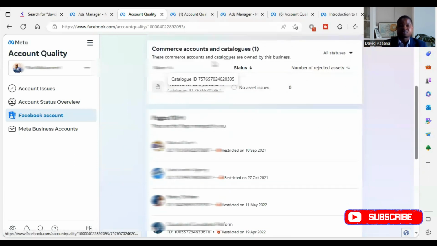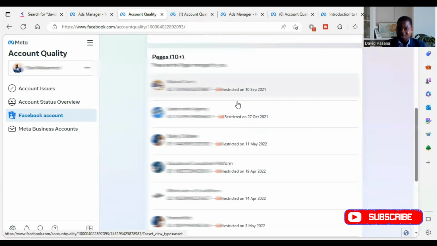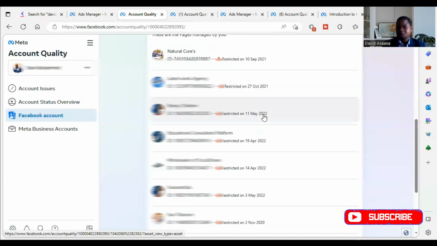Now, the problem is there are several pages that were created against Facebook policies, and most of them are restricted. So as you can see, all these ones are restricted. So I will tell you why it is happening and then what you can do. That's what I'm going to do for you.